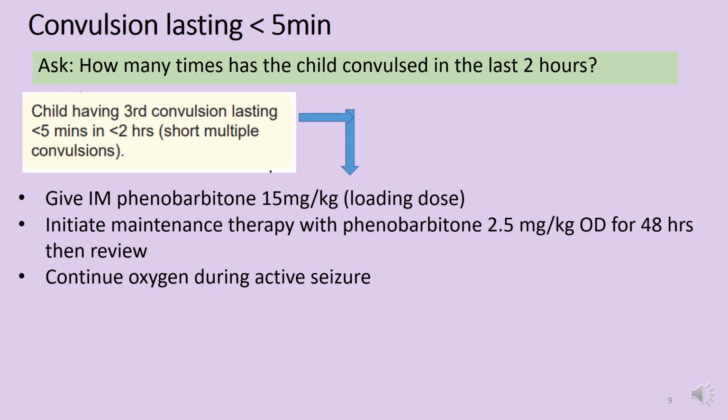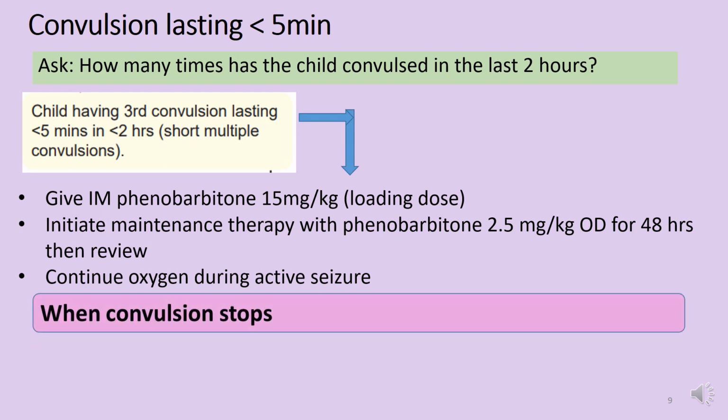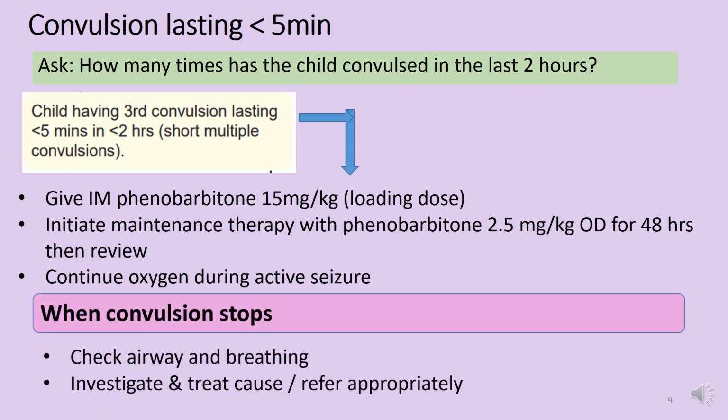This child also needs to be put on oxygen, just like the other child who was convulsing for more than 5 minutes. And when the convulsion stops, you need again to check the airway, that it is patent, that it is well positioned, that they are breathing well, and they are on oxygen. And then you need to take your history and then do your investigations and start the child on treatment as indicated. Or if you're not in a position to do that, then you need to make adequate and prompt referral.